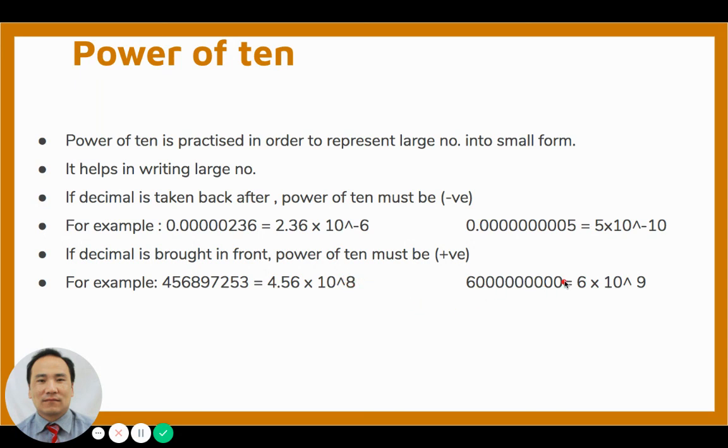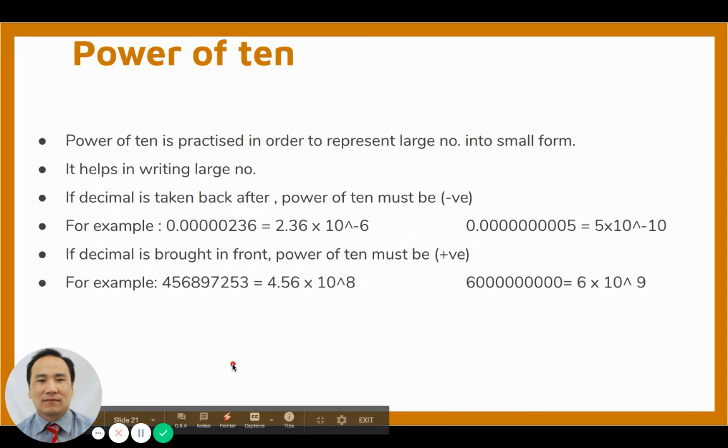Similarly here, you are shifting the decimal from here to here. If you shift the decimal from here to here, it becomes 6.000. After the decimal, 0 does not have any meaning, so we just write 6 into 10 to the power. How much in front have we taken? Let's count: 1, 2, 3, 4, 5, 6, 7, 8, 9. That's why the power is 9. In this way, we can represent large numbers in small form. With this, we want to wrap up session 2. Thank you so much.